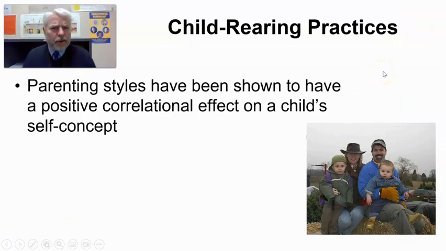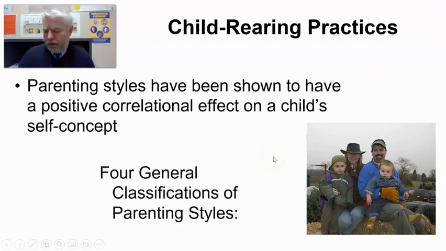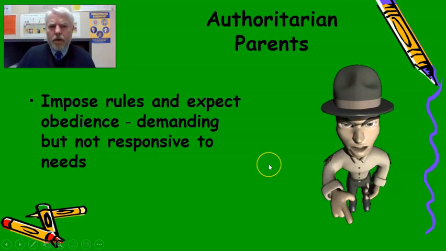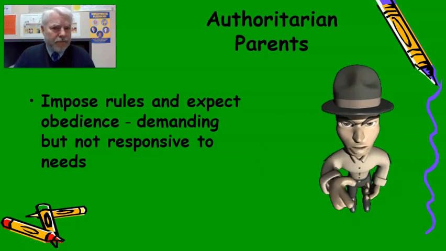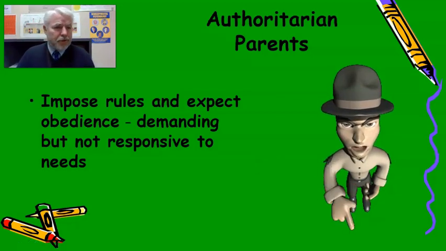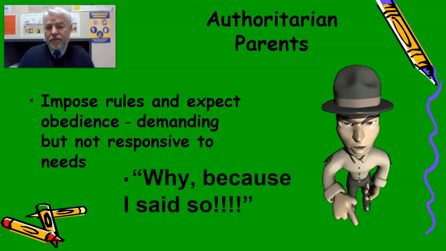Child rearing styles also play a role. There's a couple of different parenting styles, and one parenting style in particular has a positive correlational effect on a developing child's self-concept. We can classify child rearing practices into 4 different styles. Style 1 is the authoritarian. The authoritarian imposes rules and expects absolute obedience all the time. They are demanding, but not necessarily responsive to the child's needs. These are parents that essentially say, "Why? Because I said so." There's no discussion.